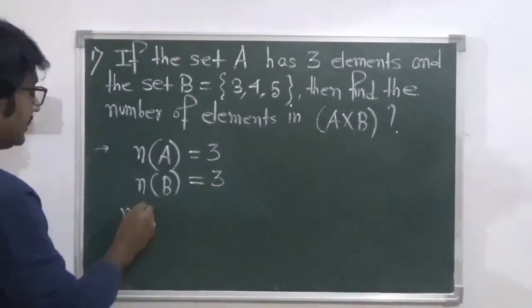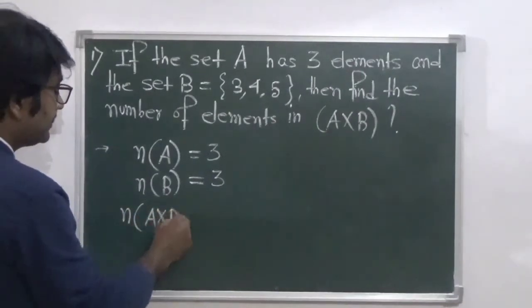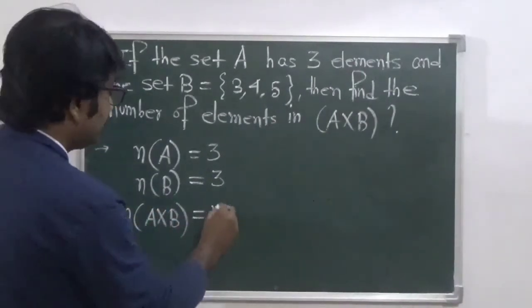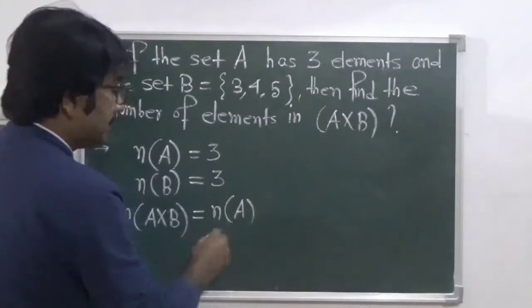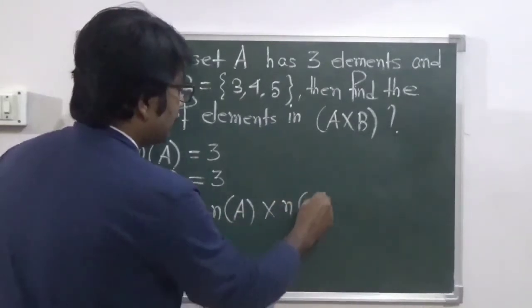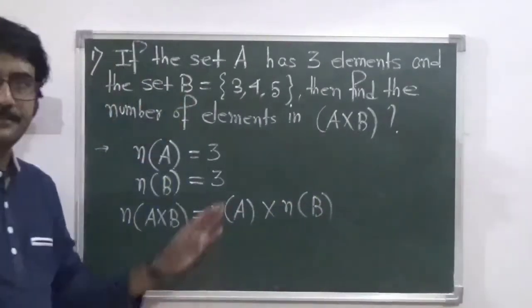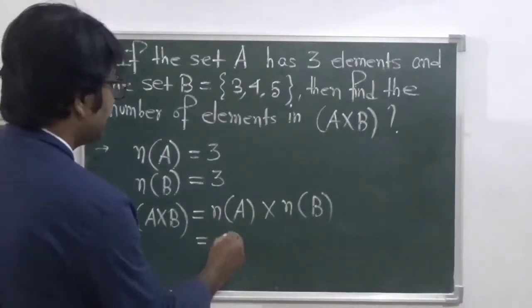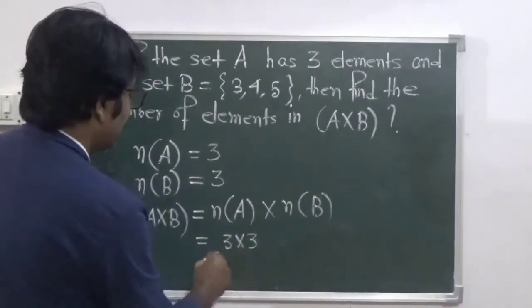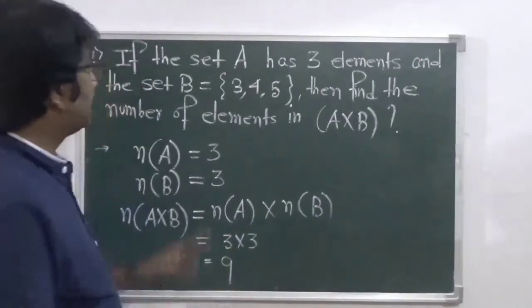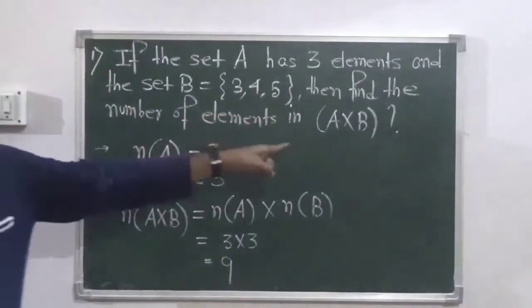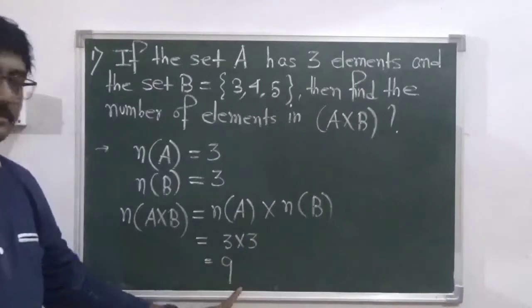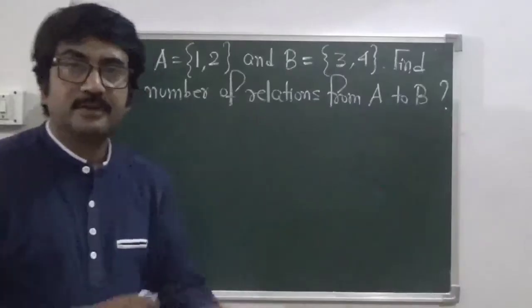So the total number of elements in the Cartesian product A cross B is equal to the total number of elements of set A multiplied by the total number of elements in set B. So we have 3 cross 3, and that is equal to 9. So the total number of elements in A cross B is 9. Let us see the next question.